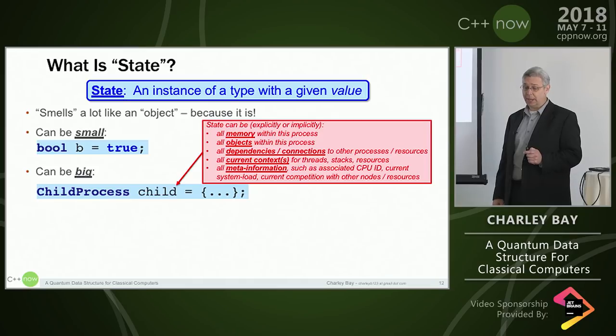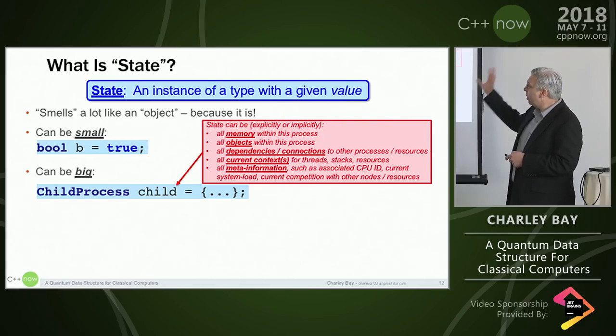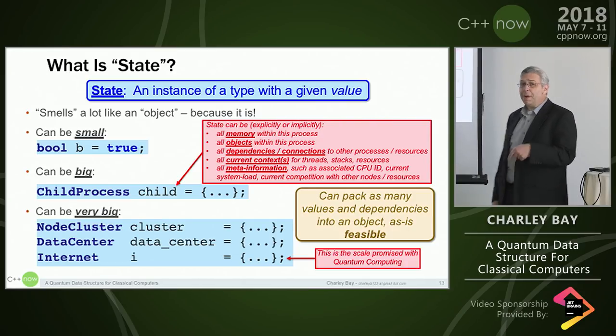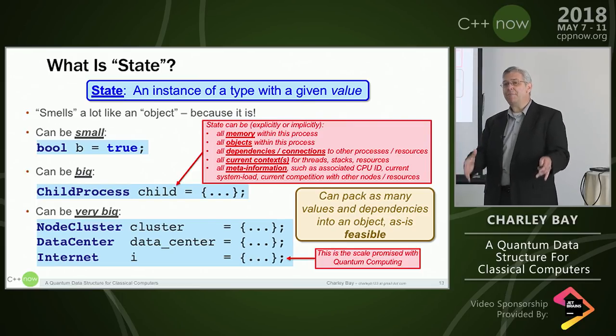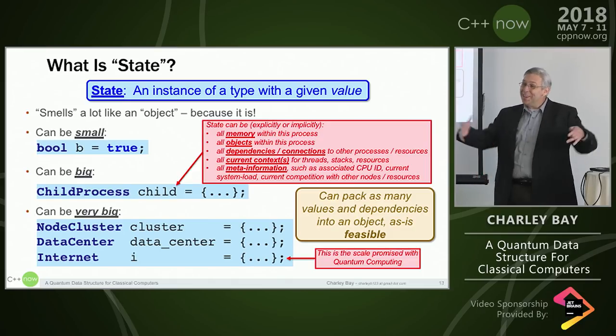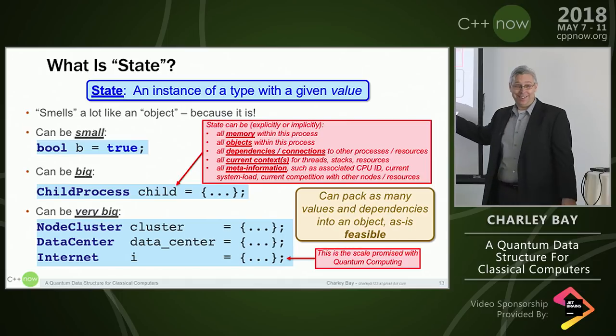We're using that state, we rely upon that state, but we're only looking at the standard in and out streams, basically, on the child process. A lot of the state is not inspectable. Now, a child process can be very big, and it is. What happens if you have everything on a node, a computer? Well, how about a whole data center? How about the whole internet? How about the whole universe? How about everything? That's a lot of state.